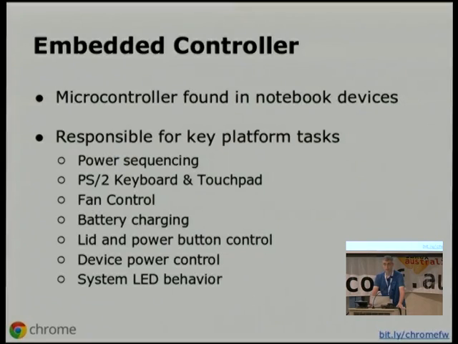The embedded controller runs even when your system is completely powered off. It's there to do battery charging and all sorts of key platform tasks that are hard to do in the host when you don't have the host up and running yet. I've listed a bunch of them there. I'm not going to go through them. The big one, though, is power sequencing. On an Intel chipset in particular, the power sequencing is done by the embedded controller. So you're never going to get the system up and running if your embedded controller doesn't sequence the power properly.